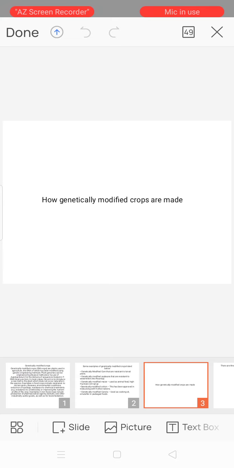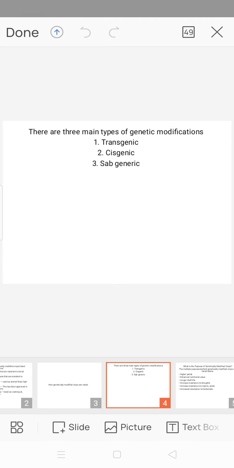The most common way of inserting is using the gene gun method. The other genetic engineering techniques are electroporation, microinjection, and agrobacterium. There are 3 main types of genetic modifications. They are first one transgenic, second one cisgenic, and third one subgenic.